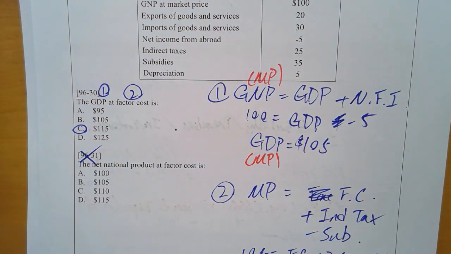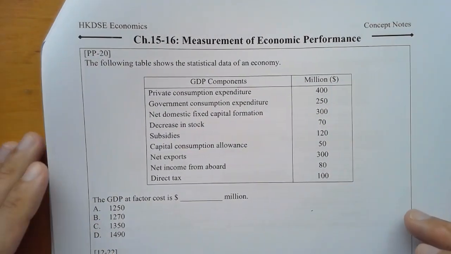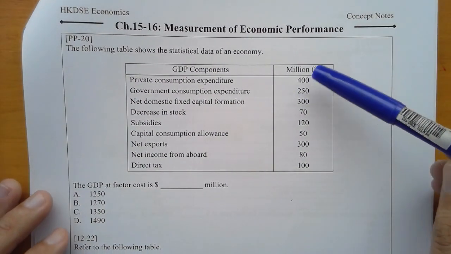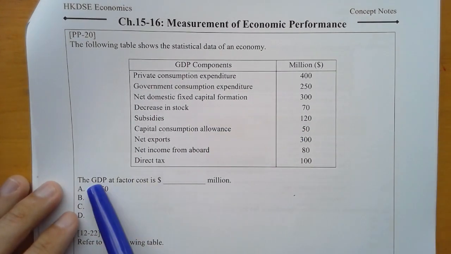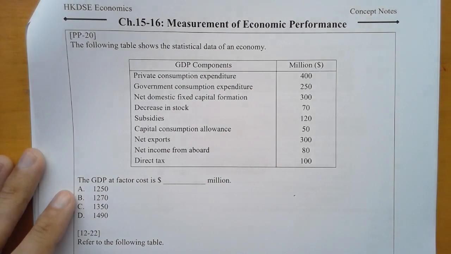This one, forget about it. It's out of syllabus now. Okay, now, practice paper. Given a table like this, asking you to figure out GDP at factor cost. So let's break them down.